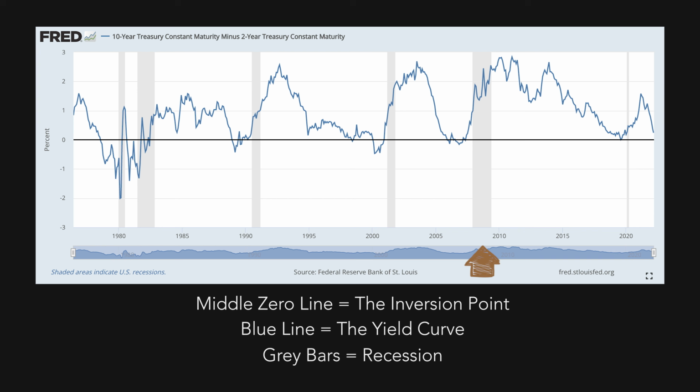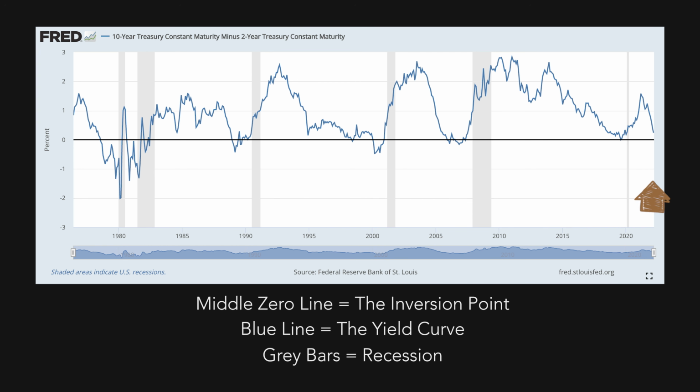Prior to all of these recessions, going all the way back to 1980, you can see that this blue line on the chart has dipped below the zero line. Every time that has happened, a recession soon follows after. When the blue line on this chart goes below the zero line, that represents what is known as a yield curve inversion. And if you look up to the present date, you can see that the blue line is heading towards that exact point.